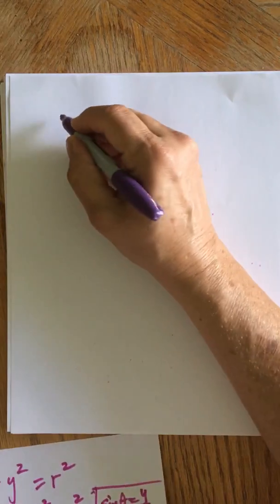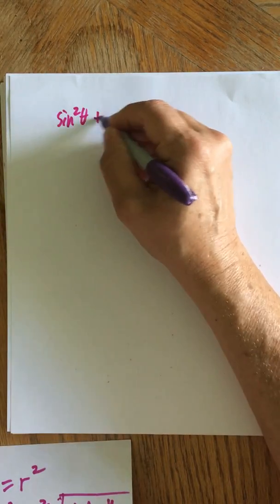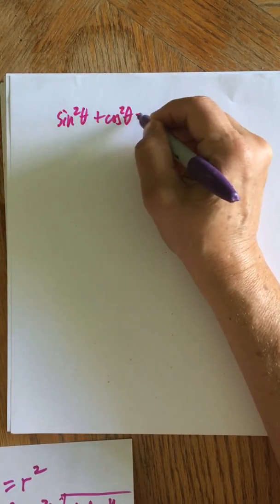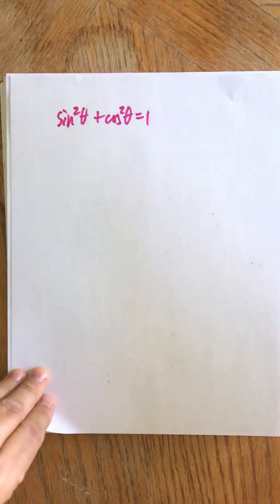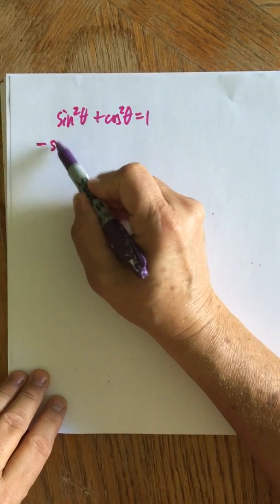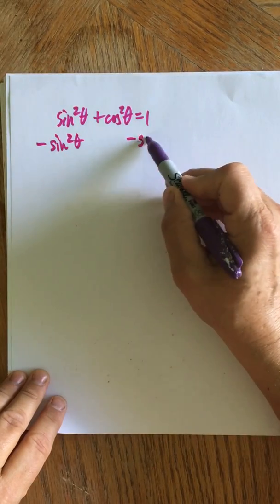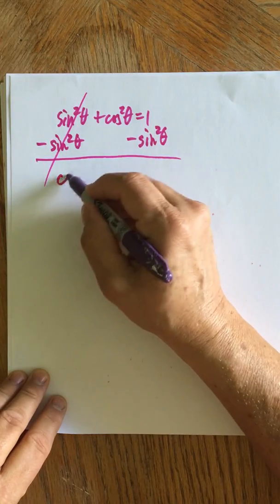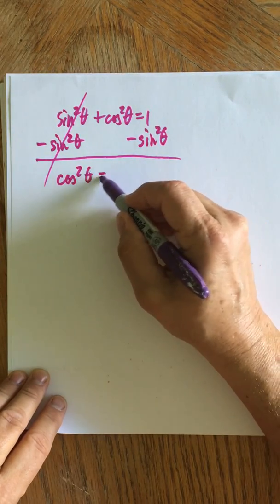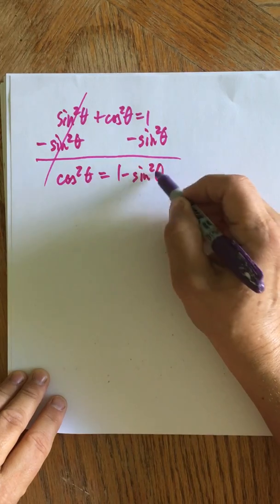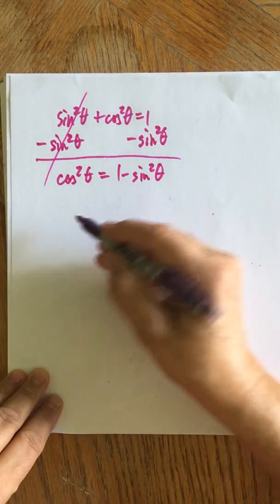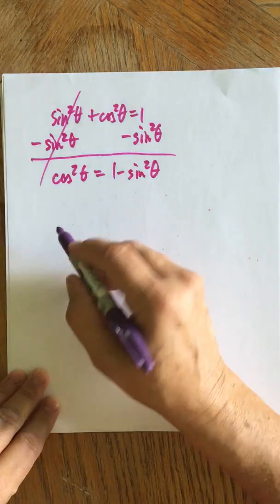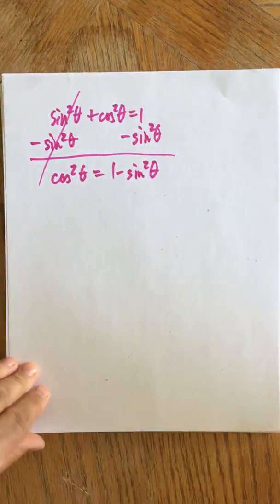If I start with sine squared theta plus cosine squared theta equals 1, and subtract sine squared theta from both sides of the equation, this will cancel out, and I'll get cosine squared theta equals 1 minus sine squared theta. So here we got this form right here. Now we're going for the next one.